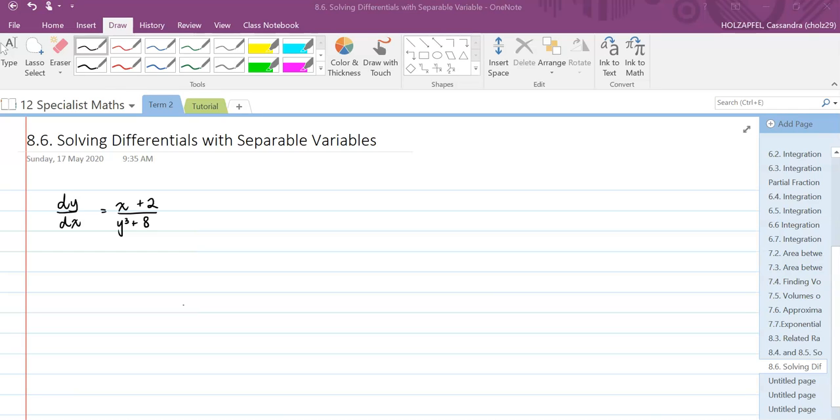What do I mean by separable variables? Well, I mean we have some sort of differential equation that has both x and y, and we can actually separate them out from each other, whether that be through factorization or any other means.